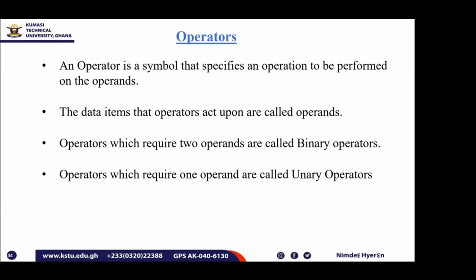So assuming we have two variables, A and B, and we are to sum A and B, the operator in this case is addition. And then the operands are the A and B. Now, operators which require two operands are called binary operators. But in an instance where the operand is just one, then we call it a unary operator.